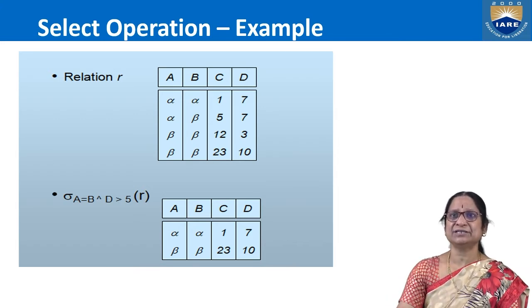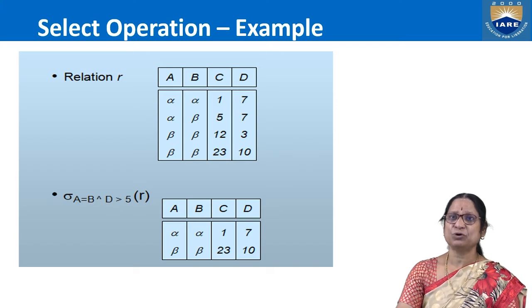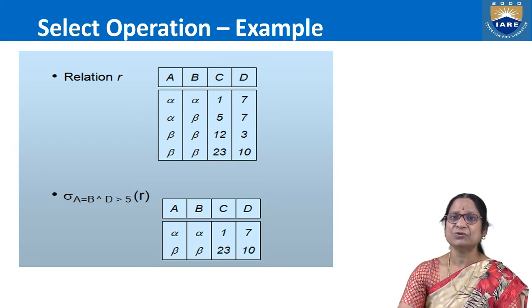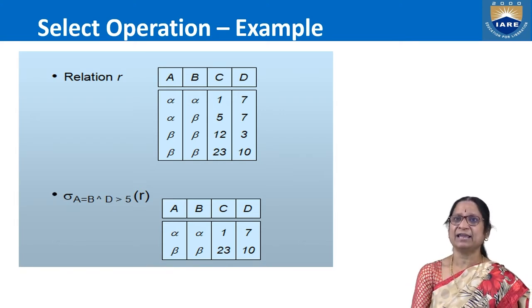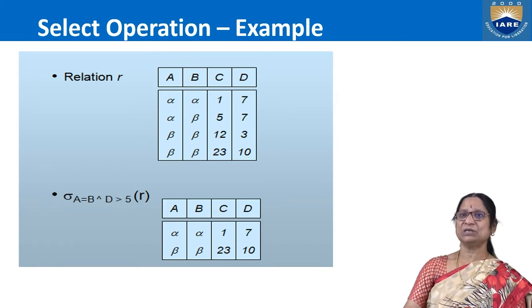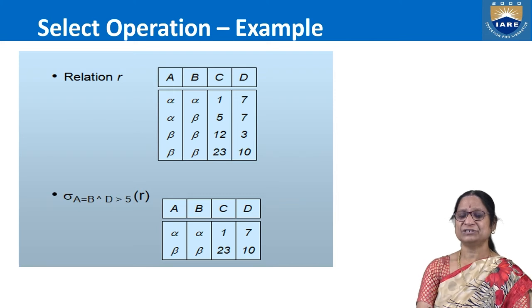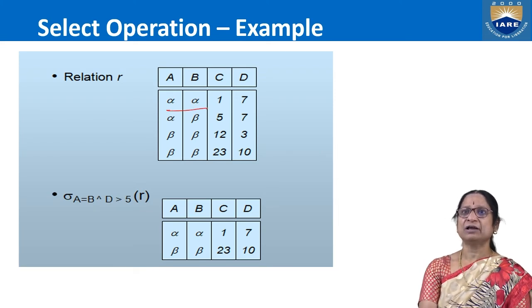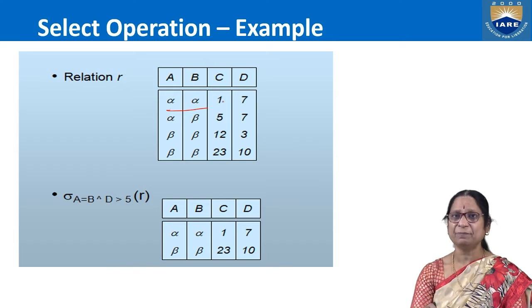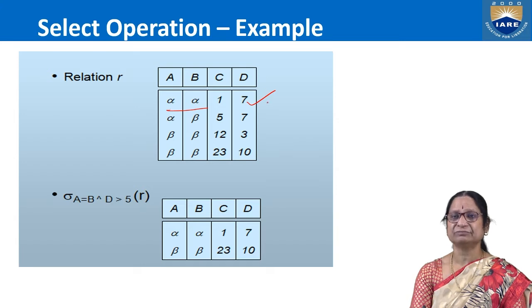Let us assume that this is a relation ABCD having 4 tuples. We are writing the constraint, please observe: sigma A is equal to B and D is greater than 5 of R. A is equal to B means that the content of attribute A and attribute B must be equal in a particular tuple, as well as in the same tuple D must be greater than 5. So for the first tuple, alpha is equal to alpha, right? The first constraint is satisfied. The AND operator means the second constraint must also be satisfied, D is greater than 5. So this will be listed.